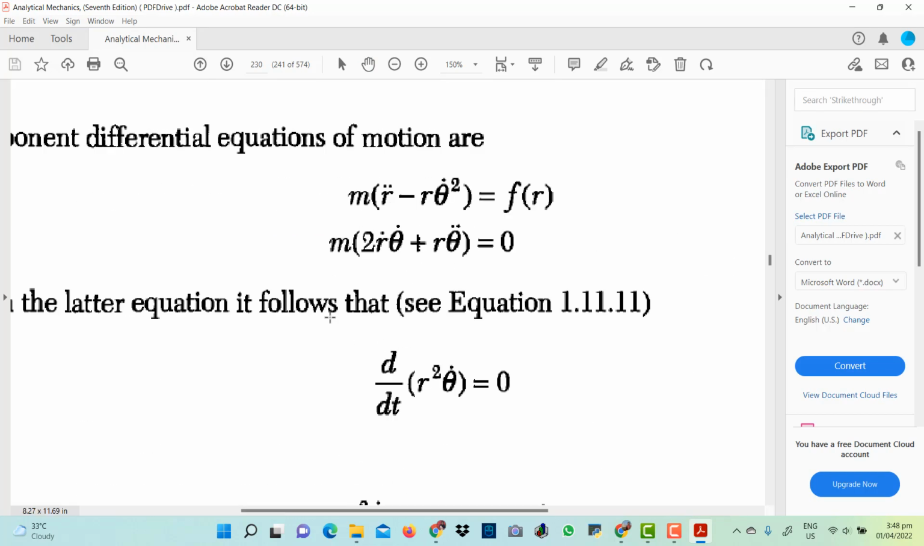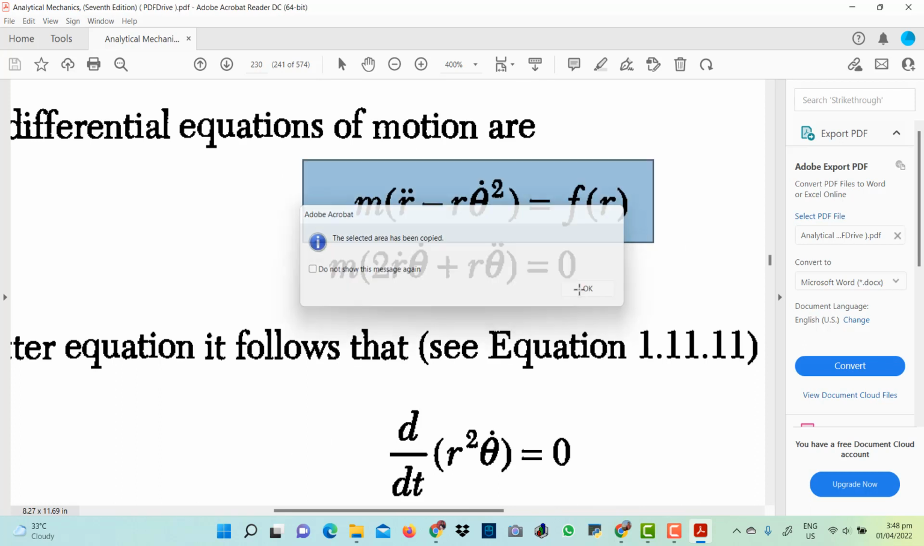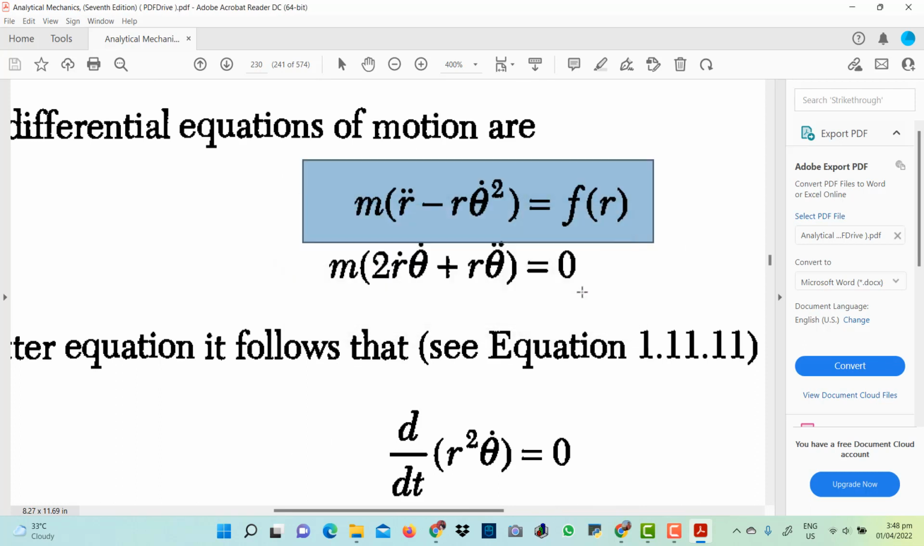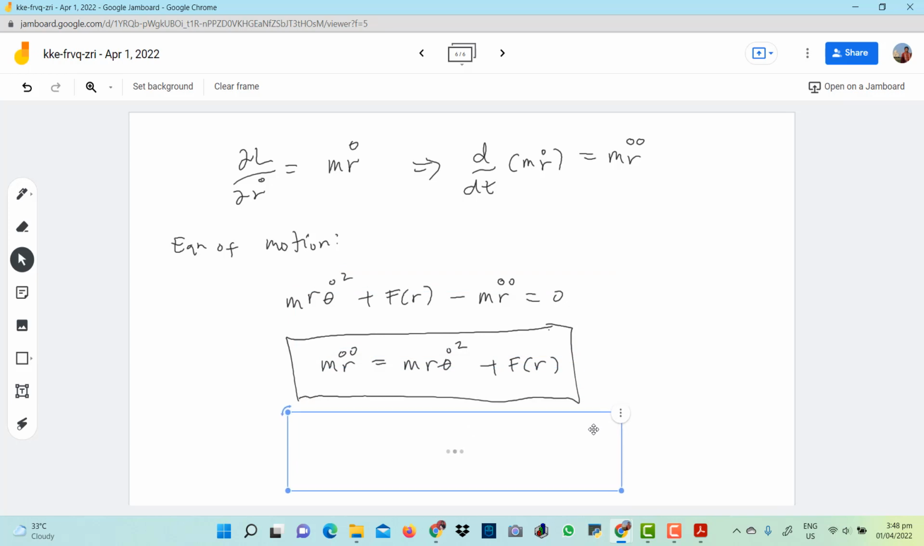Equation 6.5.2a. As you can see, this is the equation of motion of a particle in a central force field. Okay? In a central force field. If you transpose the minus m r theta dot squared to the other side, you get this equation. So that's the equation of motion of a particle.